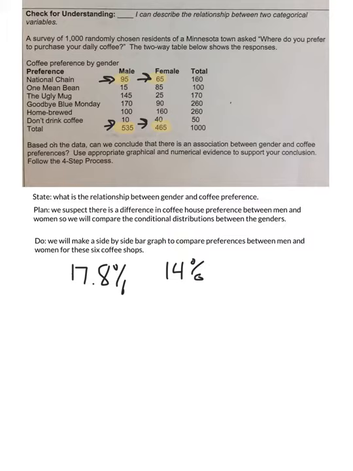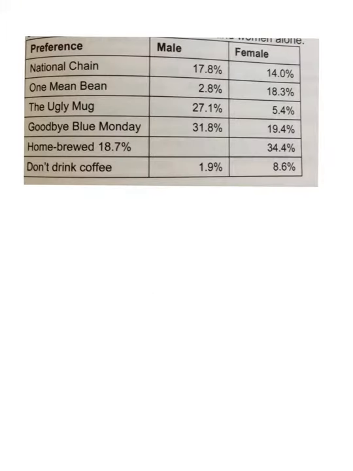Okay, so if you do all of those, you'll come out with something that looks like this. So here's all the numbers. You have to take the number of men that like the national chain versus the total, divide it, and then the number that like One Mean Bean, divided by the total just of the men. That's a conditional probability, or conditional distribution. And then we're going to do the same thing. It's just the total of the females that is divided for each one of these. So I'm thinking you can kind of figure that out, right?